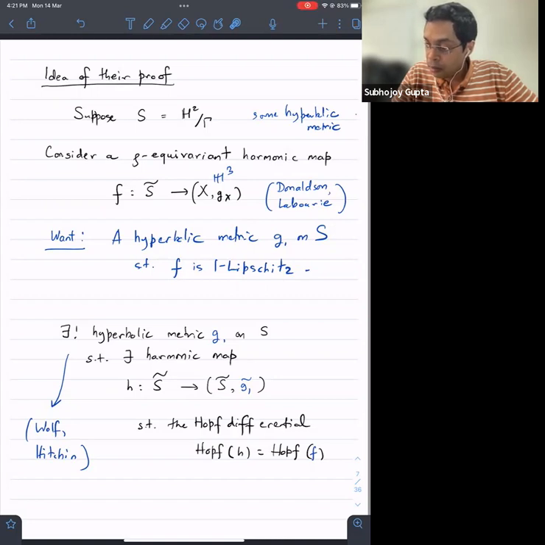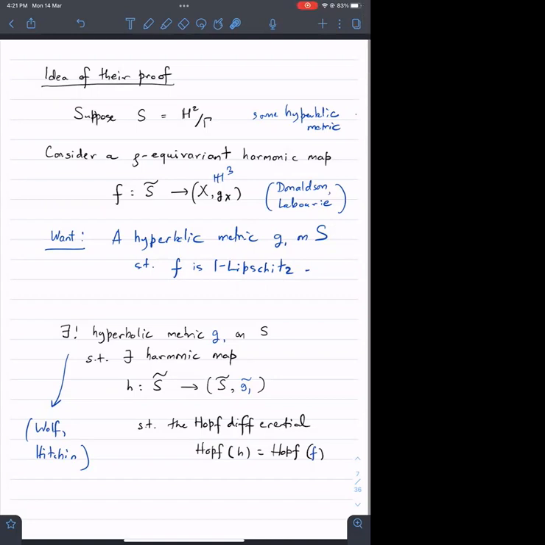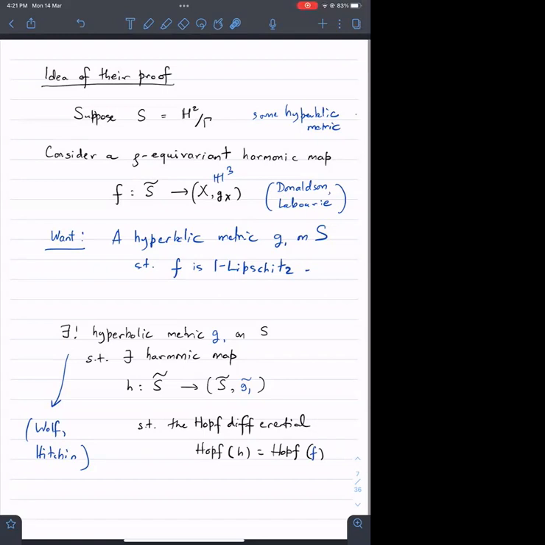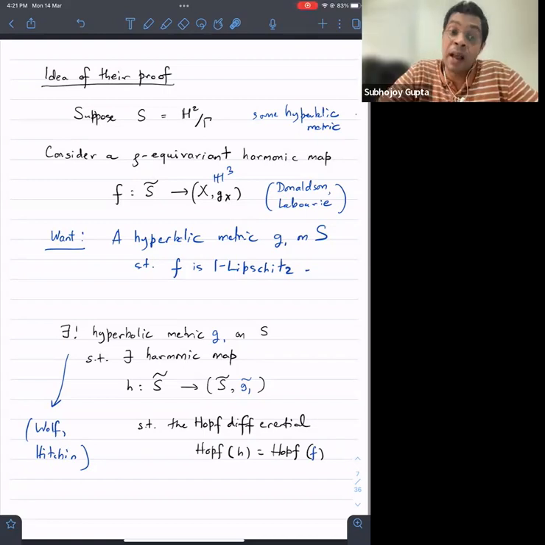I'm a little confused. You already have a harmonic map with a Hopf differential, Hopf of F, and you want a new harmonic map with the same Hopf differential, but this time you are mapping to its universal cover. So you can think of it as a map between surfaces. Okay, so you have a surface to another hyperbolic surface, and that's the hyperbolic metric that works. So let me mention why.